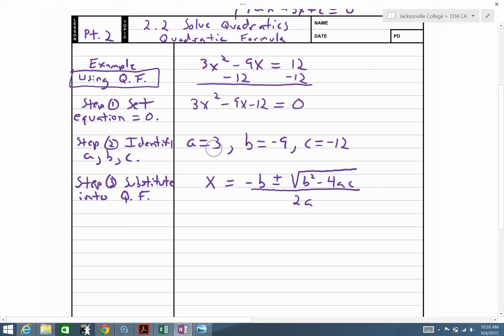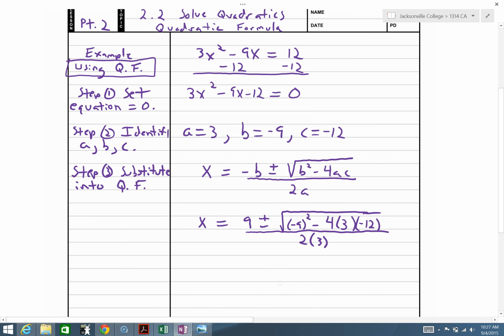Alright, and it looks really intimidating, but it's just a matter of simple substitution of all these values in here for a, b, and c. So in our particular case, x will equal negative b. Well, since b is negative 9, negative 9 is positive 9. Plus and minus the square root of b squared. That is negative 9 quantity squared. When you're putting this in your calculator, make sure you put the negative inside the parentheses, the squared outside. Minus 4 times a and c. Well, a in our case is 3. C in our case is negative 12. All divided by 2 times our a value of 3. Alright, that is step 3.